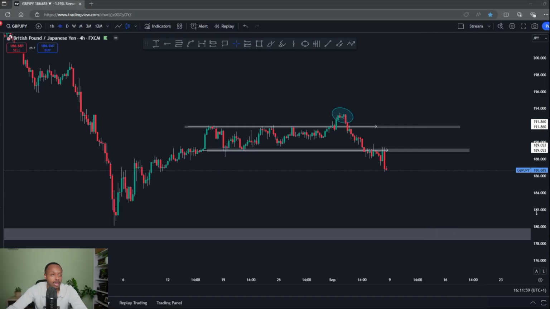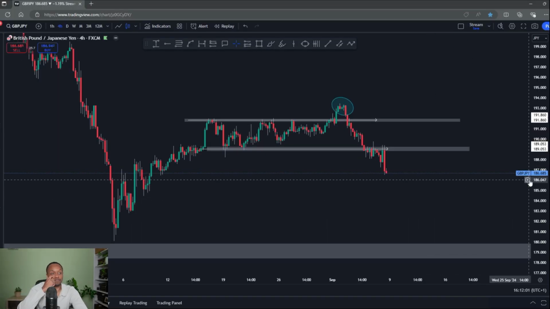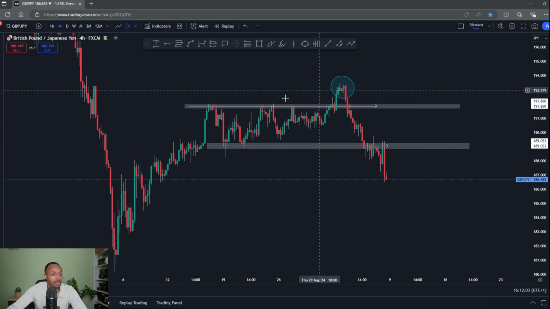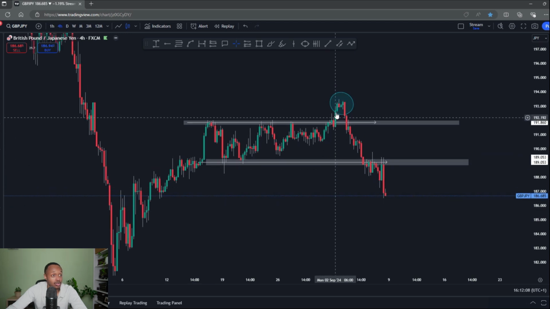Okay, so over to pound yen, another yen pair. So we're looking pretty bearish here. As we can see, the market is now breaking out of this consolidation I was referring to, this range here. Last week, I said the buys look good on the break and retest.